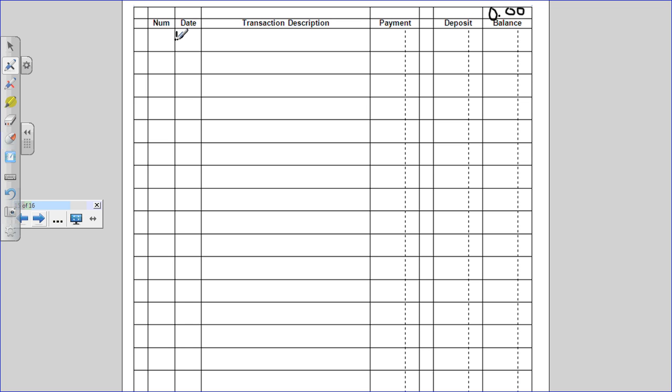So again, our date is 6/1 because it's June 1st. What goes in the number column over here? That's where we put the check number. Since this is a deposit, we don't have a check number, but you will have that for some of the other transactions. So the transaction description is where you want to tell yourself exactly what this deposit was for. So I would write something to the effect of deposit weekly paycheck or deposit paycheck. But you want to tell yourself not only that it's a deposit, but also what the deposit was for. Was it a paycheck? Was it a birthday gift? Was it somebody that paid back a loan?